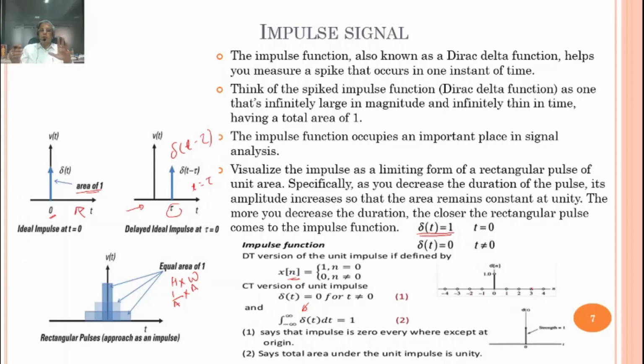Then the important points of these impulse signals are, first, the impulse is 0 everywhere except at the origin, that is, at t equal to 0. And the total area under the unit impulse signal is unity, that is 1.